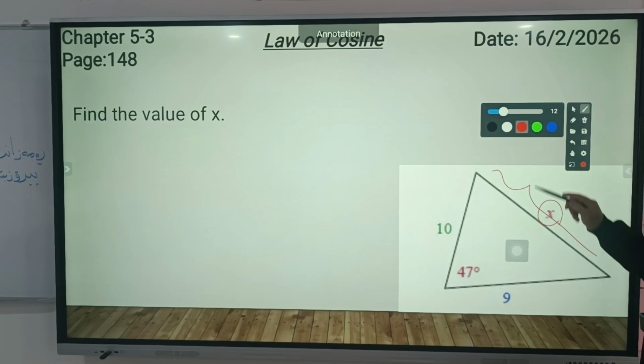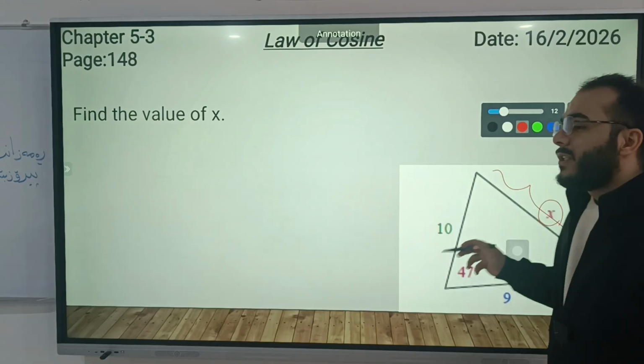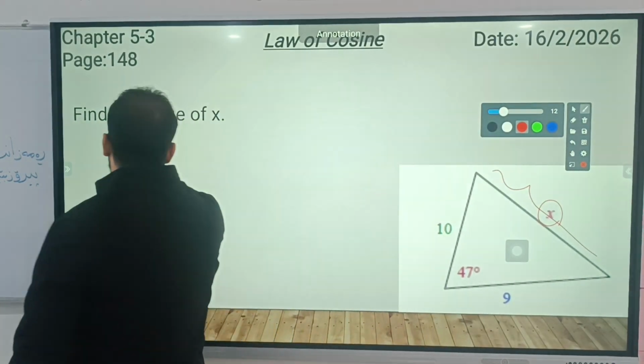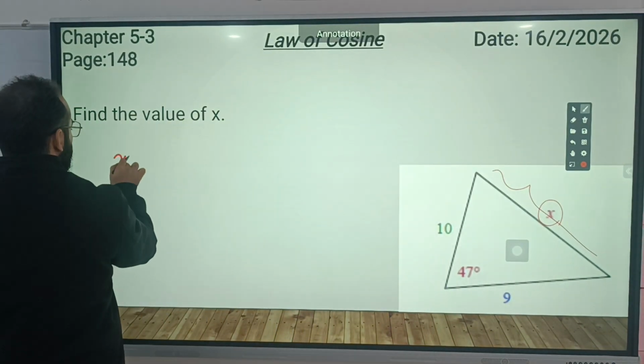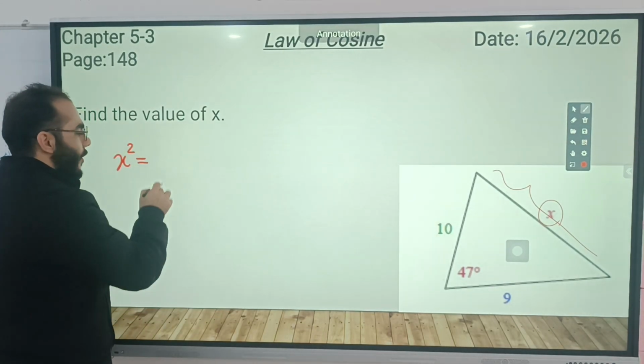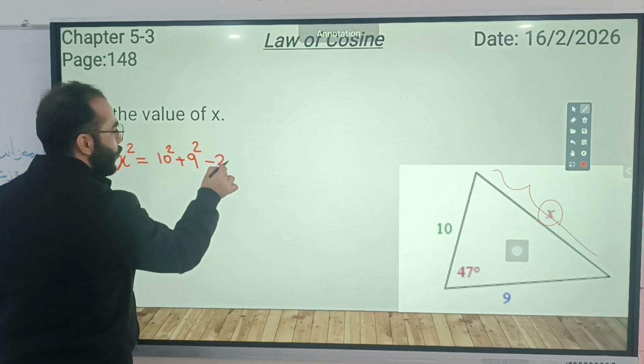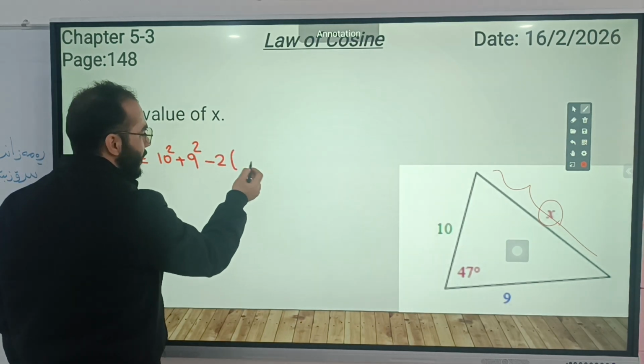In order to find it, we need a calculator. Yes, we have it here. Hopefully it's perfect, because we are going to use it. We said that the length of that side squared, which means x squared, equals the sum of the squares of the given sides, which is 10 squared plus 9 squared, minus 2 times the length of each given side.